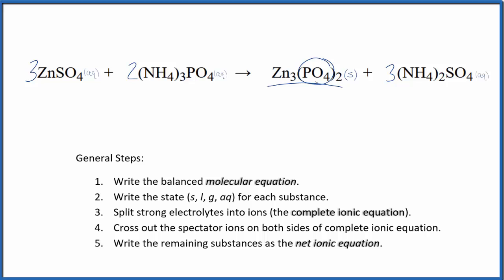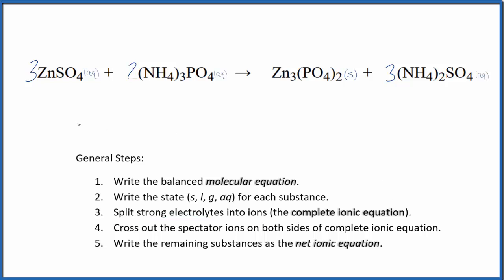This phosphate ion, most of the time the phosphate ion will be insoluble. That means we'll have a solid. These substances react, we get our solid. It's a precipitate, falls to the bottom of the test tube. So the zinc phosphate, that's a solid. It's a precipitate.